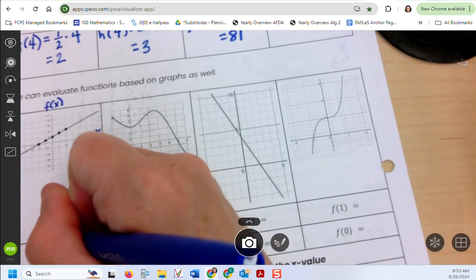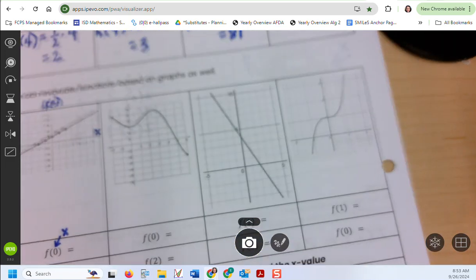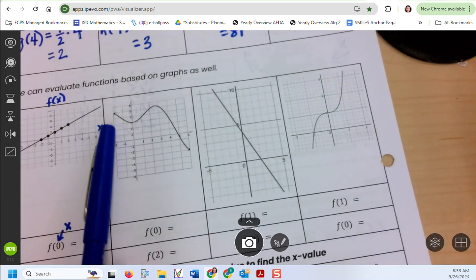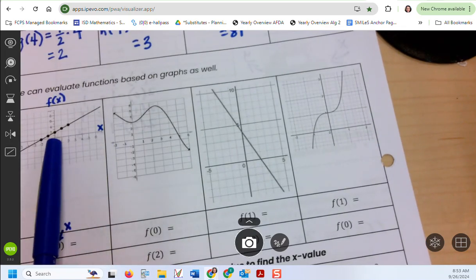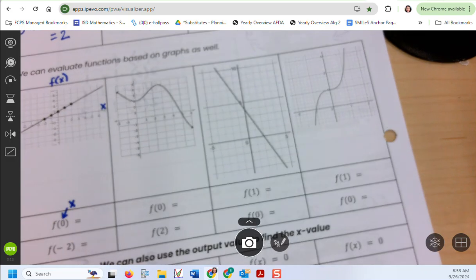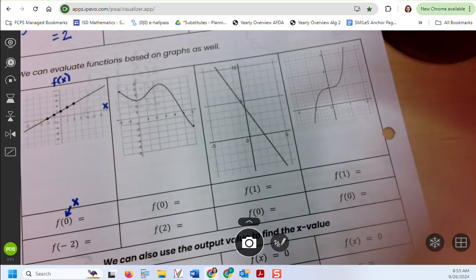When we have a 0 where the x is, that means I need to find the place on the graph where the x is 0. So looking at your x-axis, find 0, and then go to the graph. So looking at the first one, what's the y value when x is 0? Right here. Is it 2?